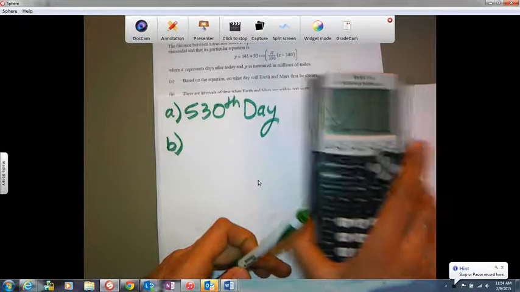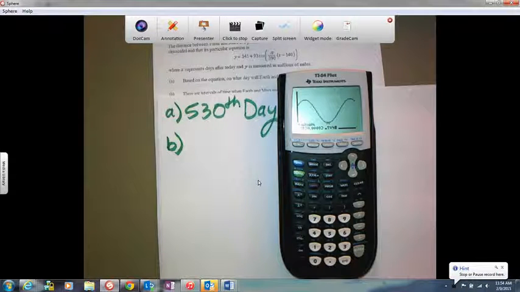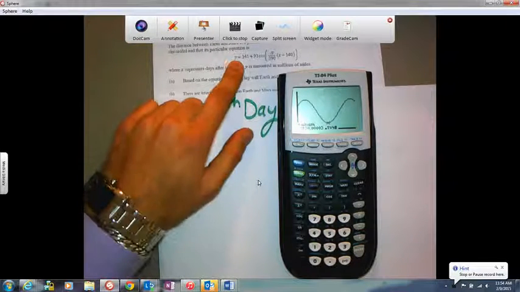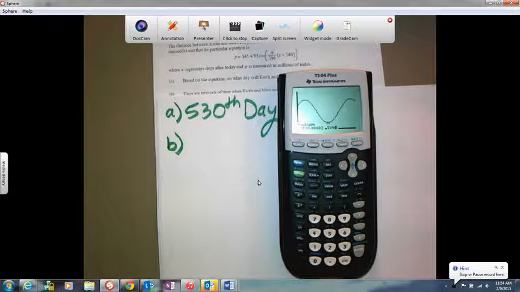If you think about it, this equation gives me the distance between the planets. When the distance is the smallest, they'll be the closest together. So on this problem, we accepted either the 530th day or the 529th day.